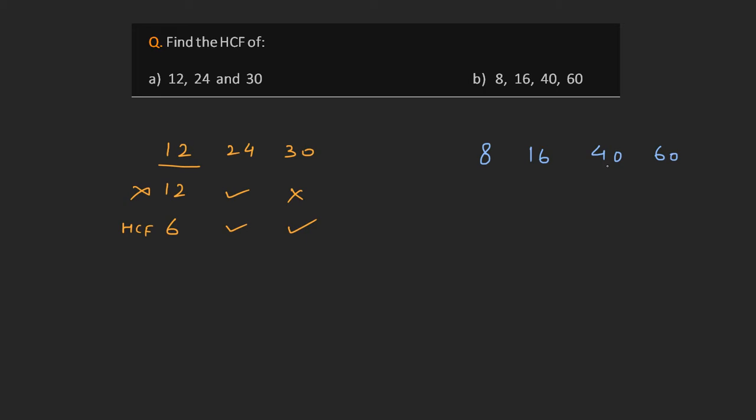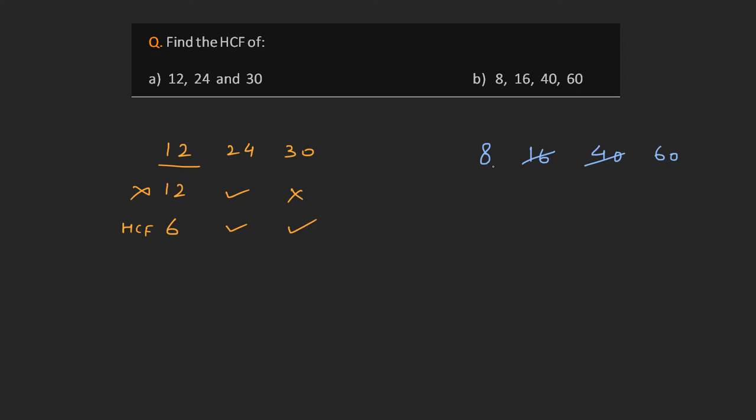So we don't need to check whether a number is a factor of 16 or 40 separately if we have checked for 8. What that means for us is that we can ignore 16 and 40 while finding the HCF of these four numbers. And so we just have 8 and 60 to work with. Okay, 8 is the smaller of the two, so we'll be working with the factors of 8.